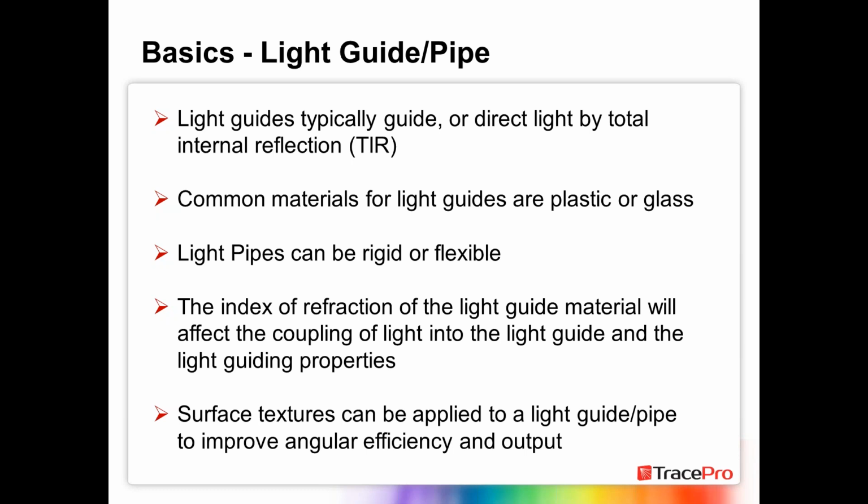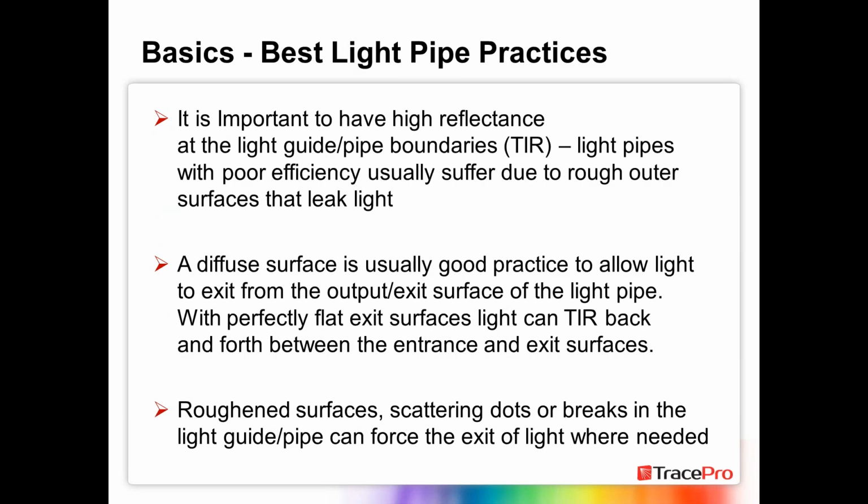What we want to do though is sometimes we want to extract light out, or we want to have it come out quite nicely in a large angular area. Using surface textures is a very nice way to apply a texture to an exit surface to improve both angular efficiency and output. It's also important to have high reflectance on these areas that we want TIR to propagate along the light pipe.